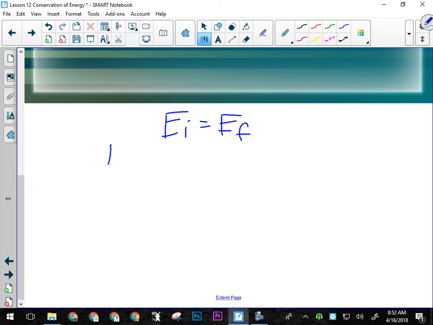We know that mechanical energy is the sum of kinetic and potential. So our first expansion is to identify the types of energy involved. The next expansion would be to put the formulas in.